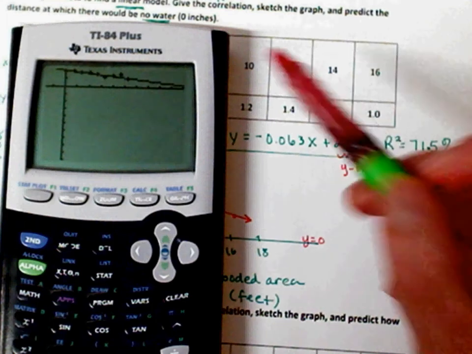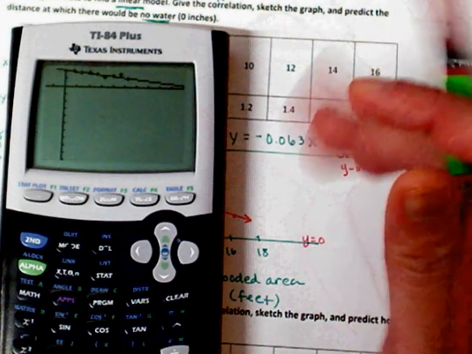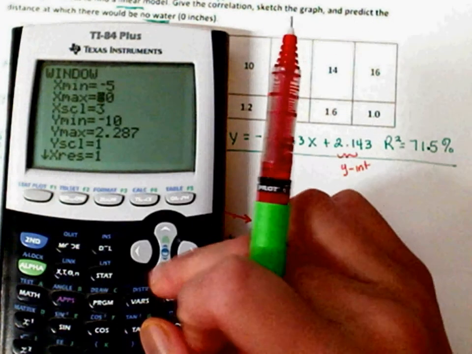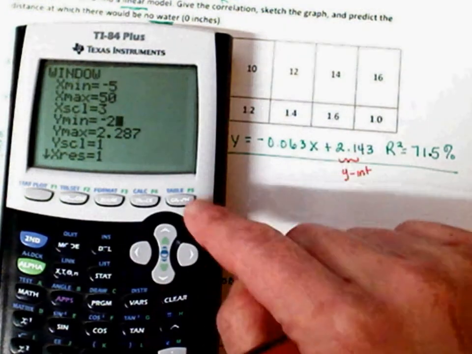Notice I still can't see where that is. So the best thing to do is go back to window. Instead of 30, let's make that 50. And I think I've gone too far on the y. And now hit your max. Hit your graph.